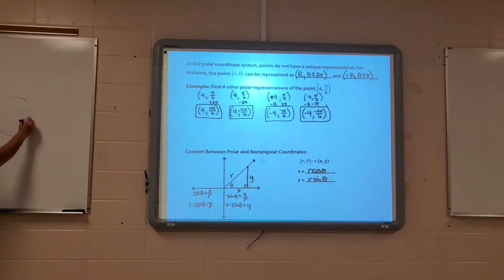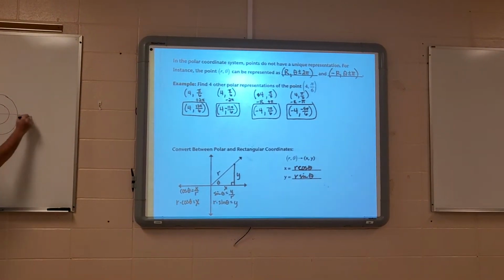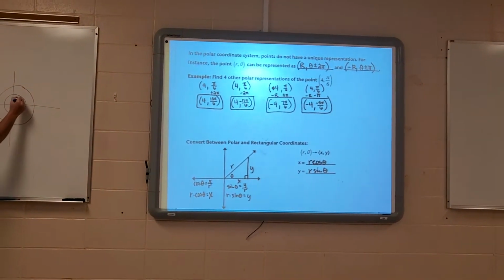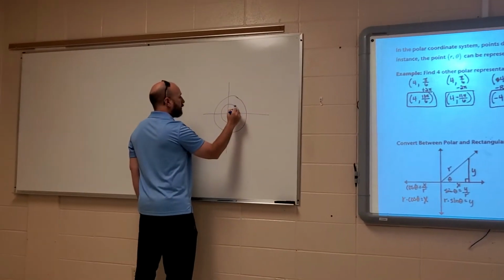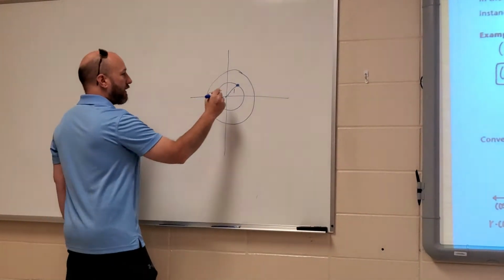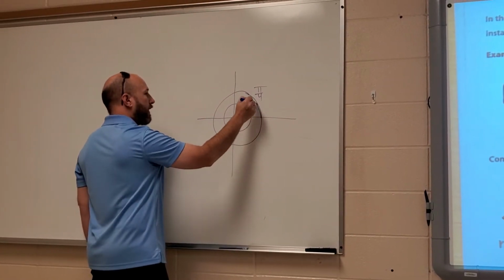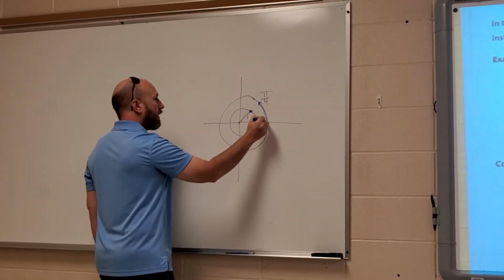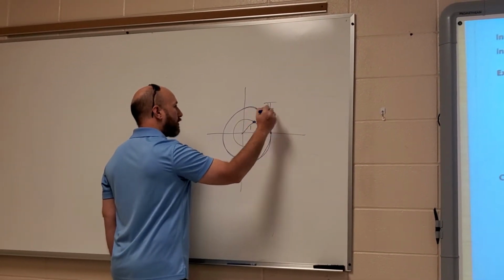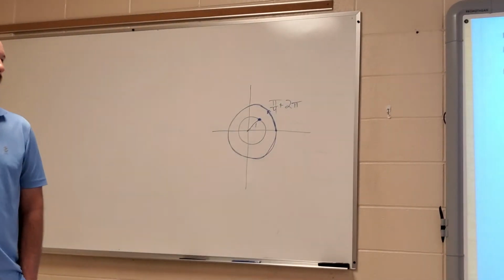So, if I've got my polar coordinate system, okay, and I have this point right here on the unit circle, radius 1. Okay? And we'll say this is pi over 4. Well, it's from here to here, right? That's pi over 4. Well, it can also be from here all the way around and then back to here. So that would be plus 1 trip around the circle. That's what that's talking about. Okay?